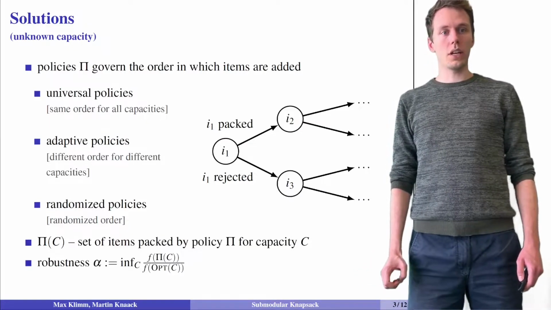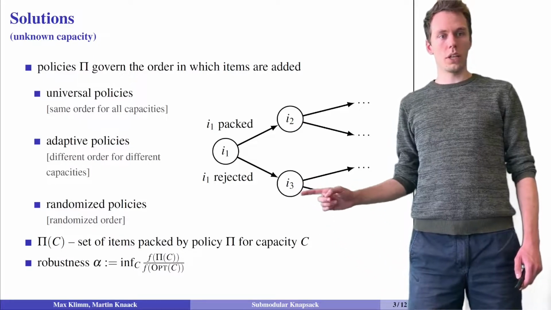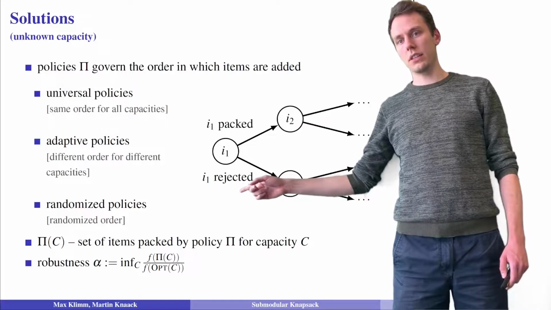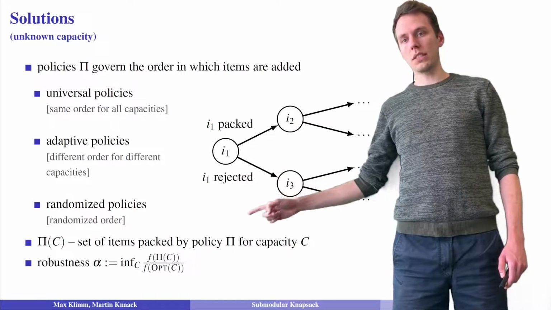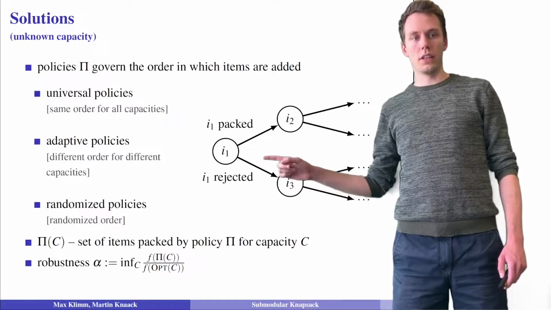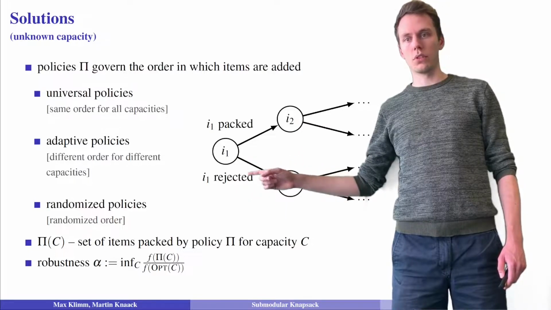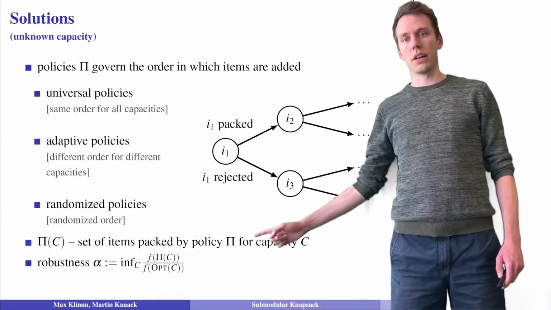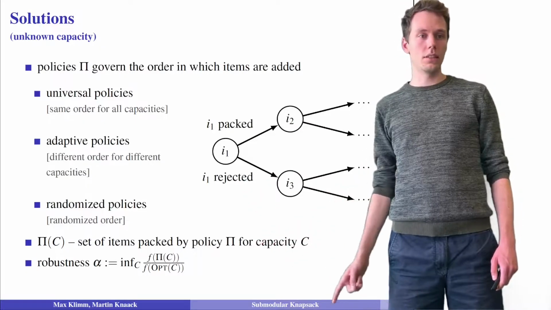When we evaluate such a policy, we are looking at the output of the policy for a given capacity. This is pi of c. And then we are looking at the robustness, and this is the worst case over all capacities of the value of the output of the policy pi for a capacity c divided by the optimum output for the capacity c.